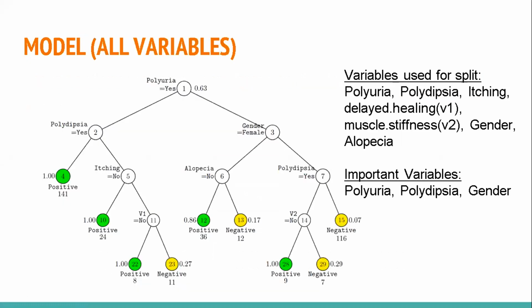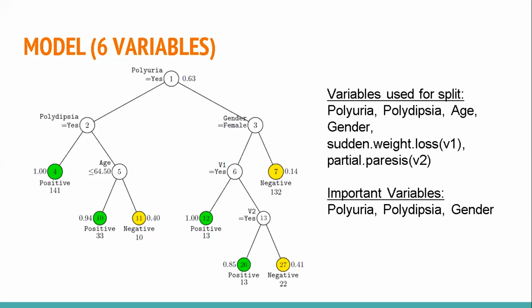Okay, so after the selection with pruning level 1.5, this is the model that we got. We can see here around 7 variables out of 16 variables. First is polyuria, and then polydipsia, itching, and delayed healing. And then the other side of the polyuria is gender, alopecia, polydipsia, and also muscle stiffness. So from here, we can see that the important variables are polyuria, polydipsia, and gender because of the higher number of end nodes.